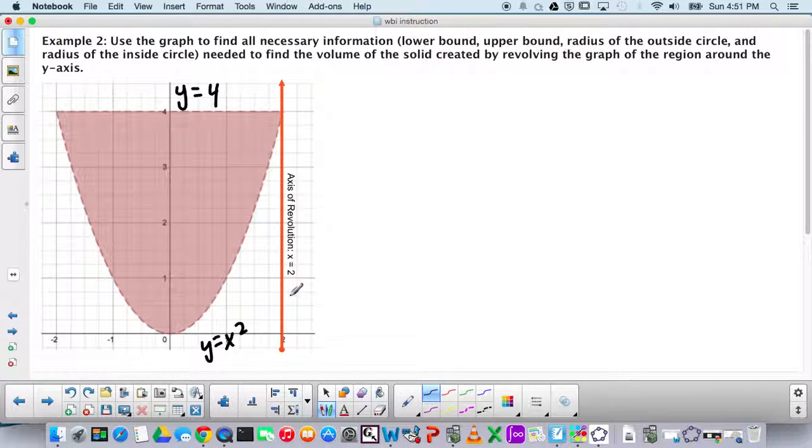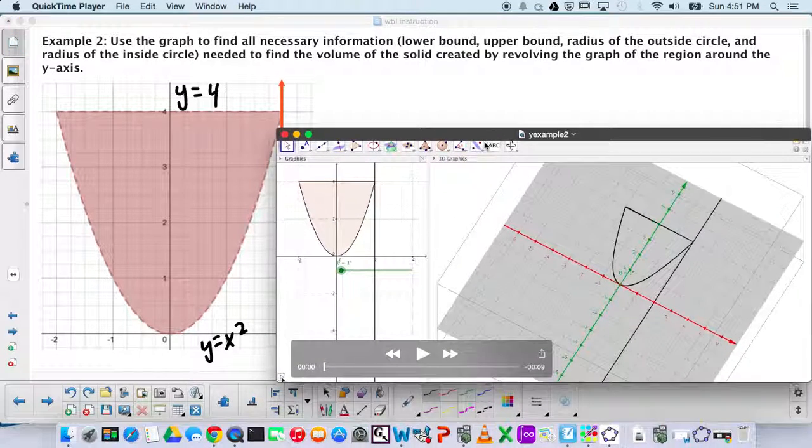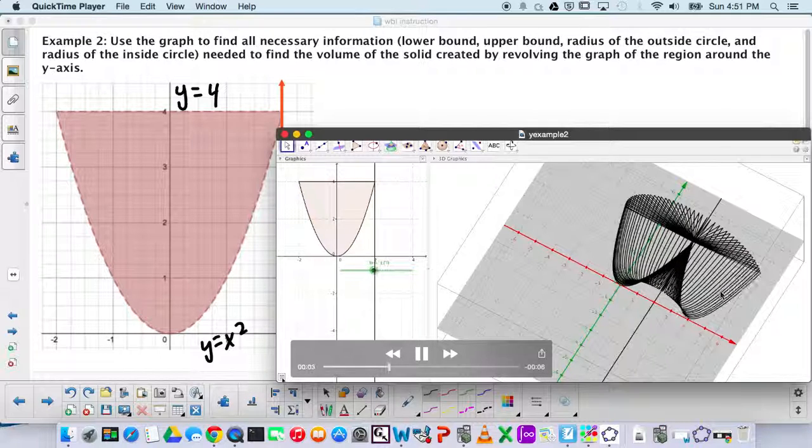So before we go further, let's take a look at what that looks like. It'll look a little different. So we hit play. You see that as this thing rotates around that axis, it kind of looks like an angel food cake almost. So that's the thing that we're going to be finding the volume of later.